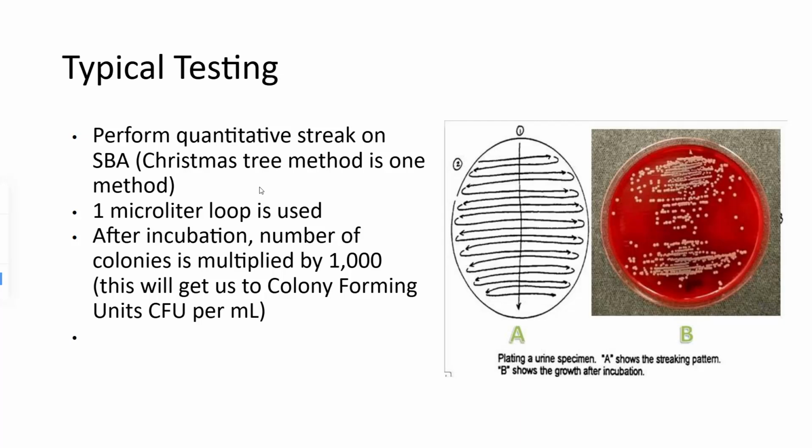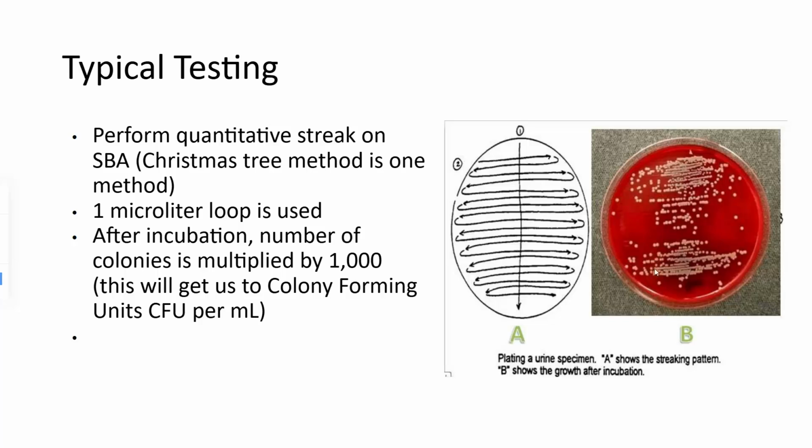So a 1 microliter loop is used, and here's where you have to know a little bit of math because the qualifying exam will expect you to know your math and know how to calculate the quantitative streaking, calculate CFUs, and so forth. So 1 microliter loop, there's 1,000 microliters in 1 milliliter. So if we want to get to CFUs per milliliter, we would use that 1 microliter loop, streak it on the plate. We would then count the colonies, and then from there we would multiply the number of colonies that we're counting by 1,000. This will get us to colony forming units, or CFUs per mL.